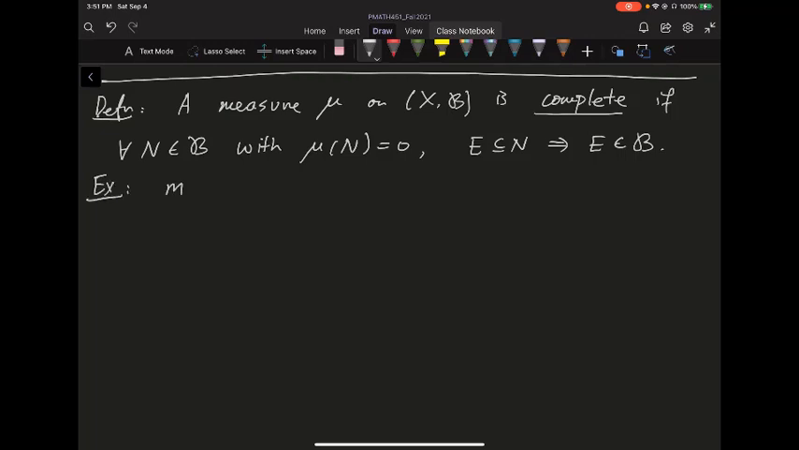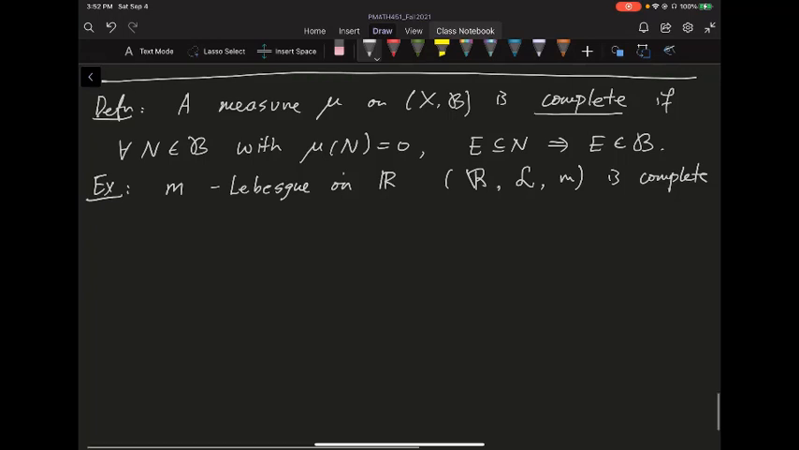So if you take the standard Lebesgue measure on the real line, then what you can show is that if you take the real line and the Lebesgue measurable sets, so let's use L to denote the Lebesgue measurable sets, well then it's going to be complete, right? It's a fairly standard fact about Lebesgue measure.